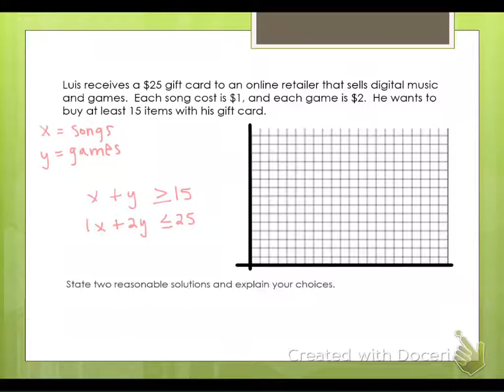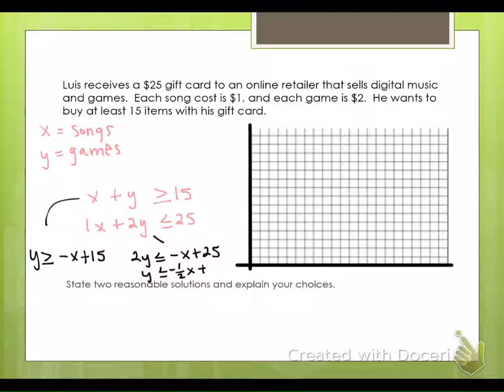So I'm going to do this by intercepts real quick. Actually, we can just put them in slope-intercept form. That's fine. So we subtract x on both sides. So this would be y is greater than or equal to negative x plus 15. And this one is going to give us a decimal here, but it'll be negative 1/2 x plus 12.5. You guys agree that that's 12.5? 25 divided by 2 is 12.5? It's easier to plot that way.